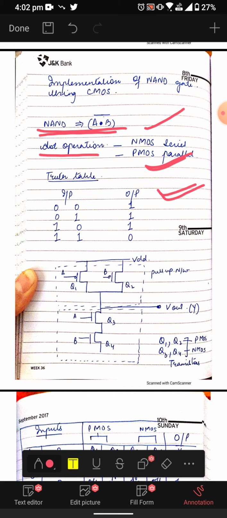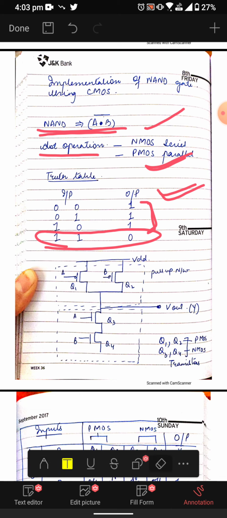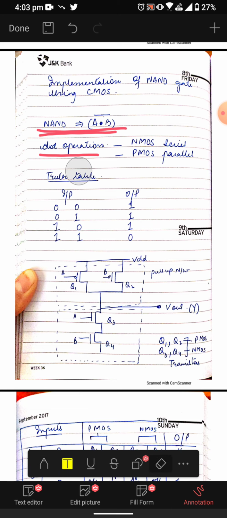This here is the simple truth table for NAND. The output is high when both the inputs are 0 or either of the two inputs is 0. For these three cases the output is high, and when both the inputs are at logic level high, the output is 0. This is the simple truth table for NAND gate. So again, keep these things in mind.